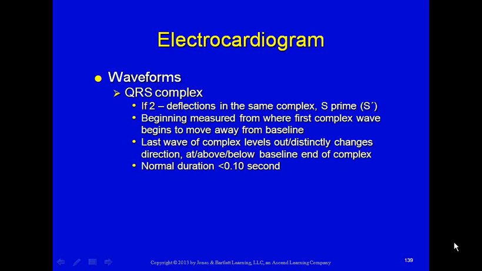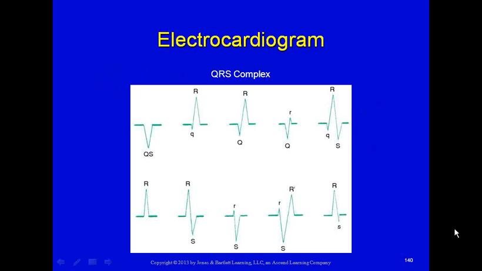And the width of the complex is measured from where the first wave begins to move away from the baseline until it comes back to the baseline. Normally that width is no greater than 0.10 seconds, or we like to just reference it as no wider than 0.12 seconds, no wider than 3 small squares.